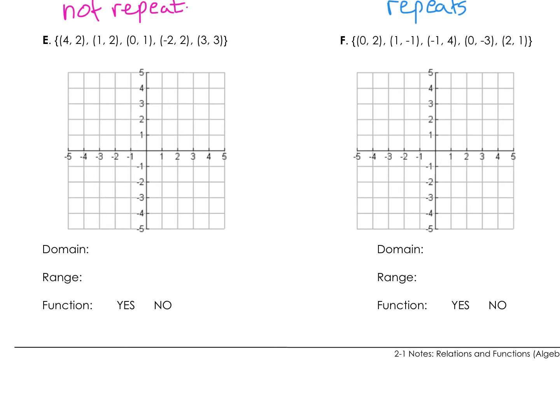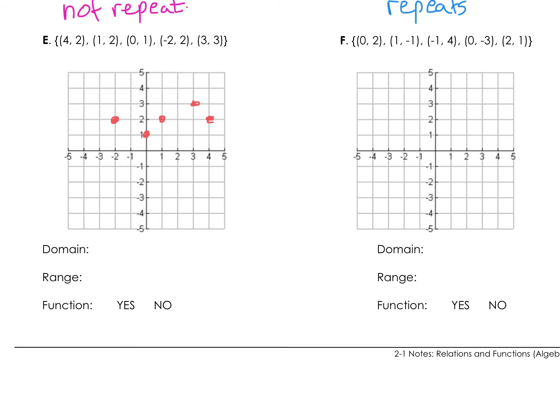Okay, so if I plot these ordered pairs, I would have (4, 2) is right here, and then (1, 2) is here, (0, 1) is on the y-axis, not the x-axis, (-2, 2), and (3, 3).